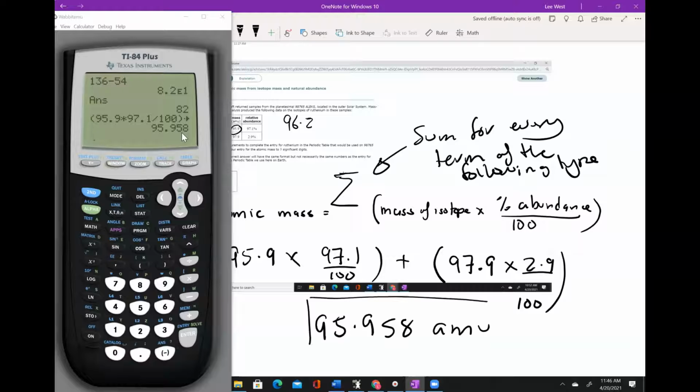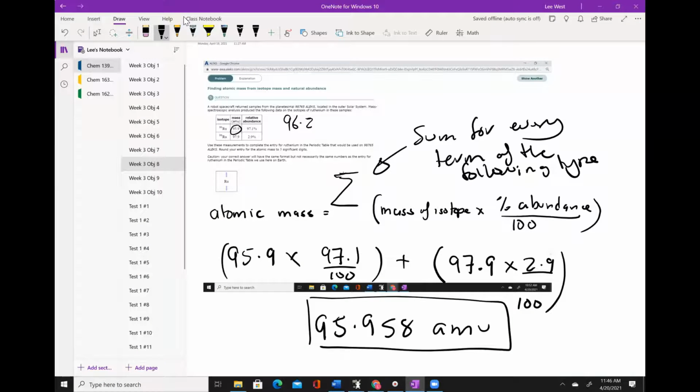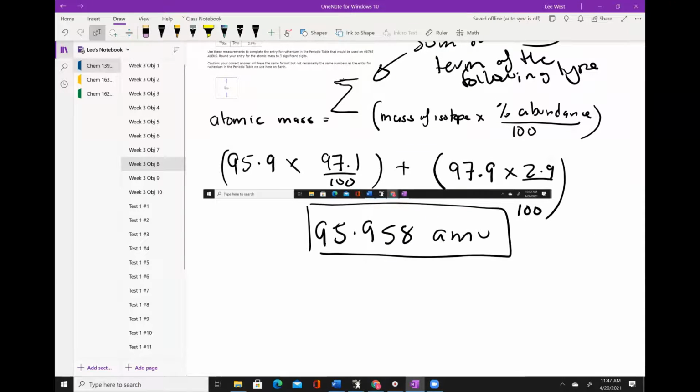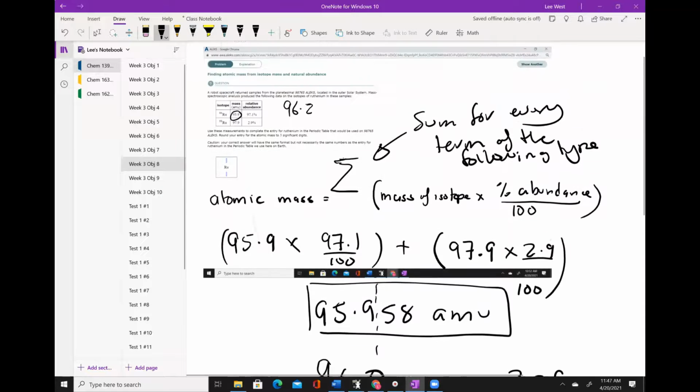Now I want to read the instructions about how I'm wanting to round this off. Use these measurements to complete the entry for ruthenium in the periodic table that would be used on this planet where it has this distribution of the isotopes. Round your entry for the atomic mass to 3 significant figures. So I want to cut this off here. That means the 9 would go up by 1, so it would become 96.0 AMU to 3 significant figures.